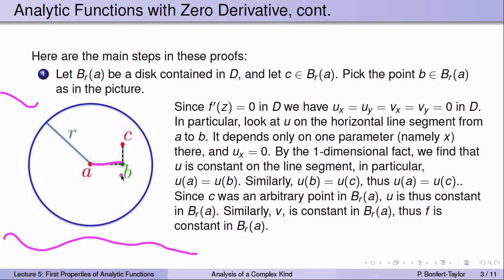And you can see that similarly you could have made the same argument for V, the imaginary part of F, and also gotten that V must be constant on this disk. So that shows the first part of the proof of the theorem.